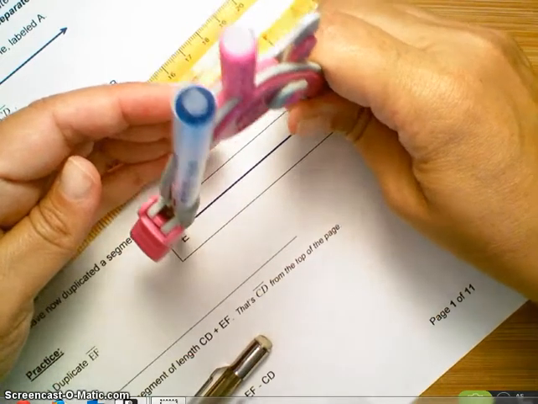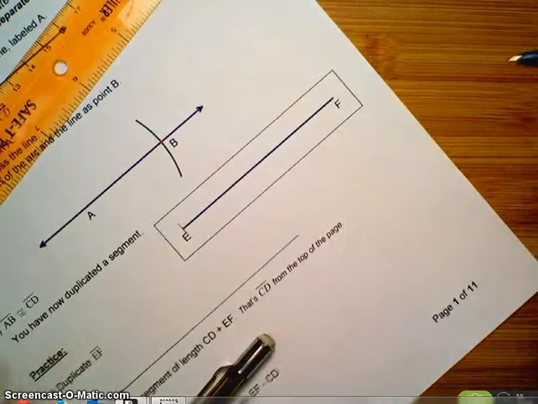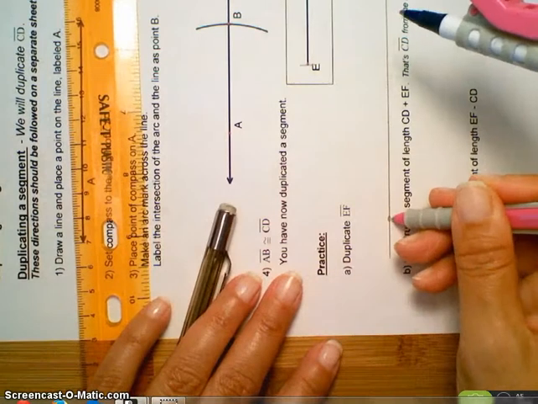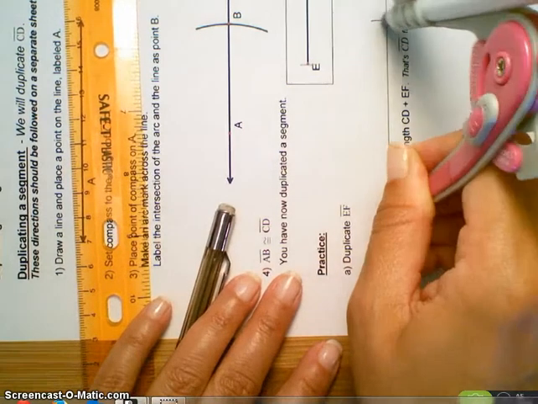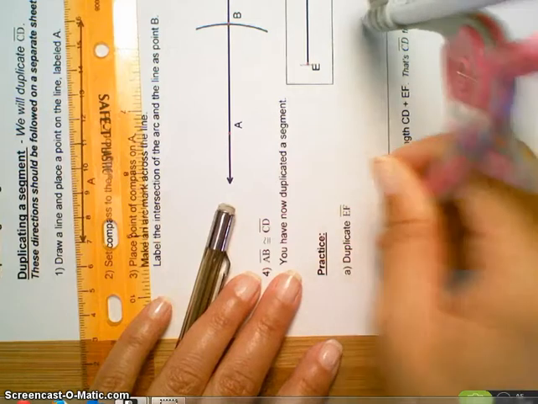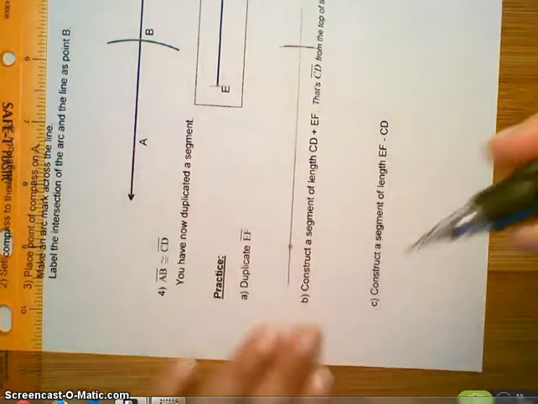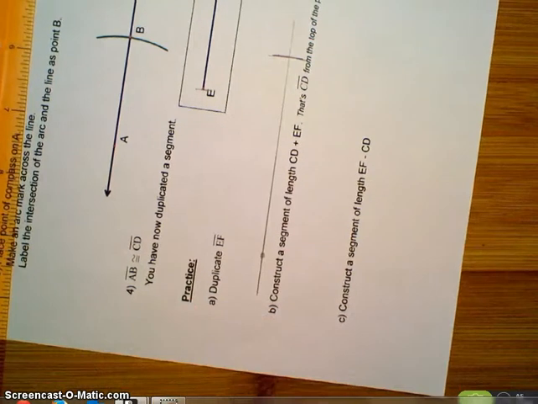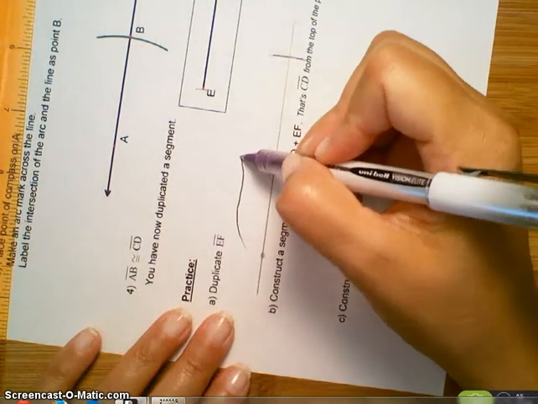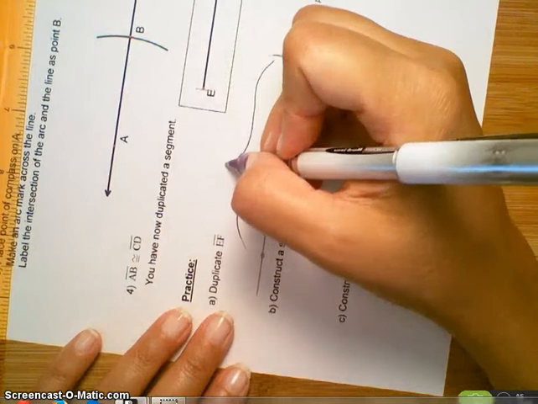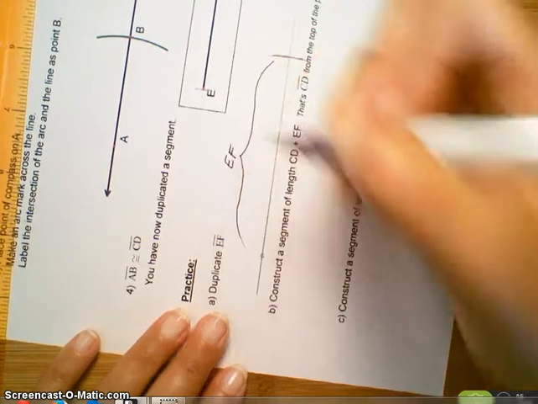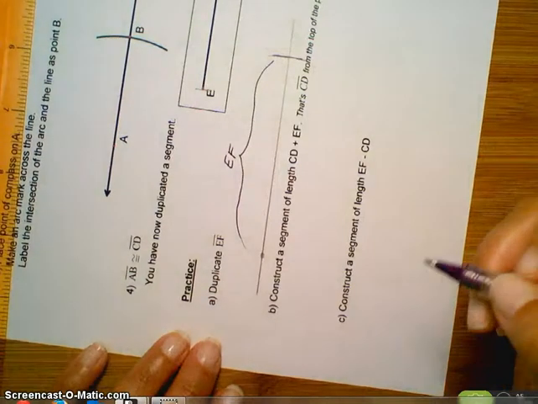Once that's set, I come back to the line that I drew. I place the pointer on the point that I made, and I reach out and make an arc mark. We have just created segment EF, and all you want to do to label it is put a brace or a rectangle and say that has length EF.